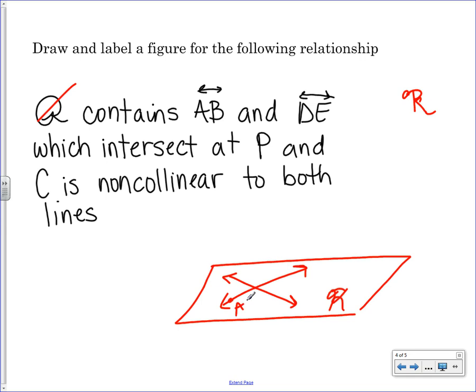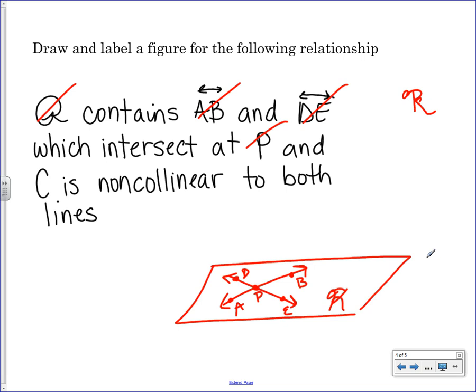I'm going to put an A here, I'm going to put a B here, I'm going to put a D here, and I'm going to put an E here. That's up to you where you put those. Doesn't matter. Okay? So that's done. They intersect at point P. So where's that go? Right here, right? That has to be a P. There's no option there. Okay?